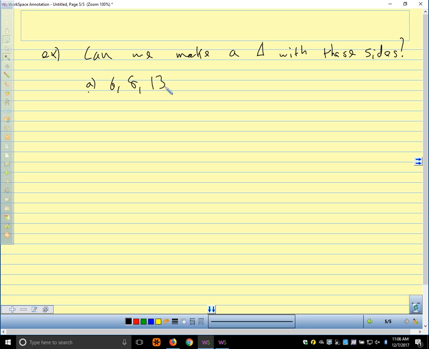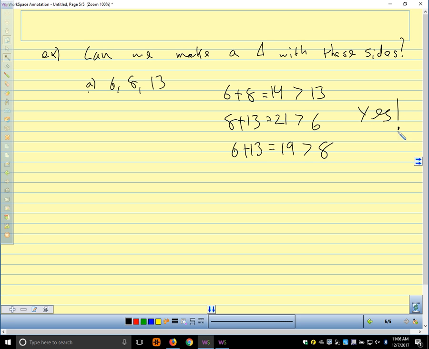Well, we need to check our pairs. 6 plus 8 is what? 14. Is 14 greater than 13? Yeah, we're good there. How about 8 plus 13? 21. Is that bigger than 6? For sure. And how about 6 plus 13? 19. Greater than 8. So no matter how we put together the pairs of the sides of the triangle, it's bigger than the third side. So our answer would be yes. Those segments can make a triangle.